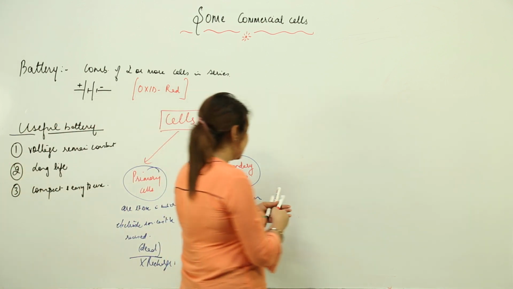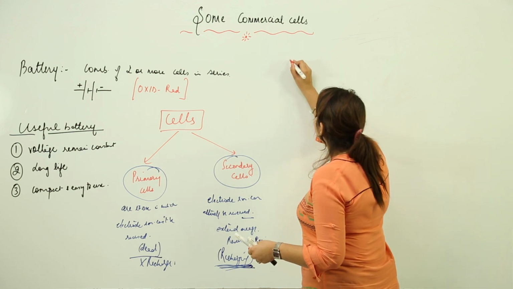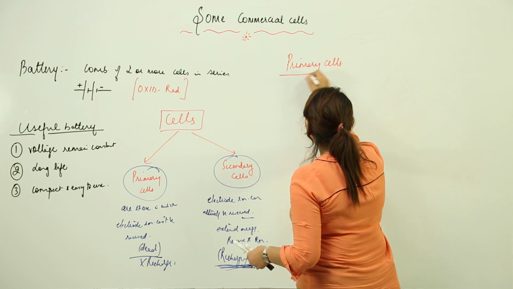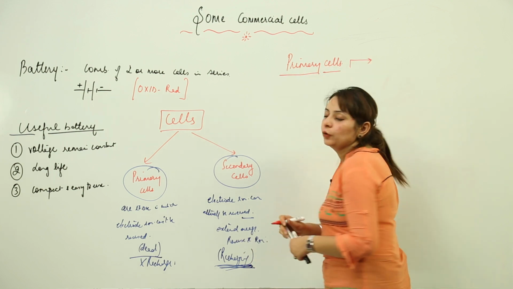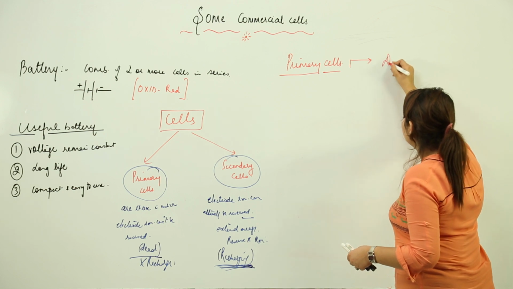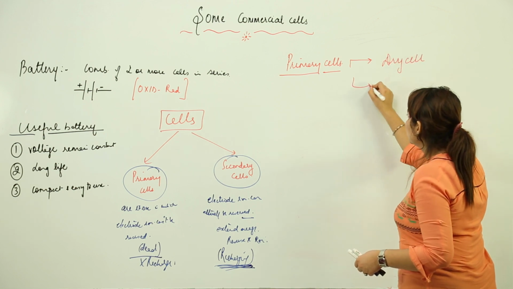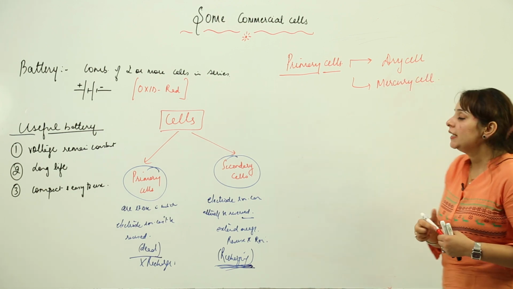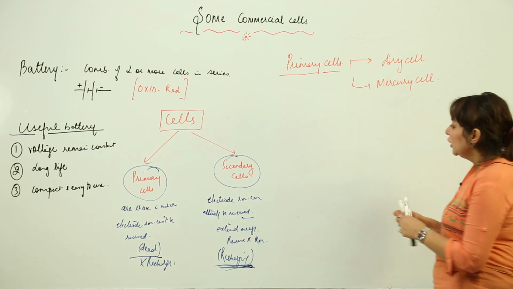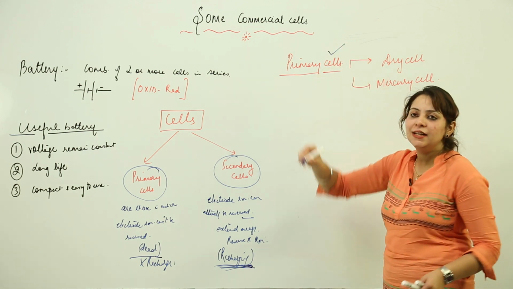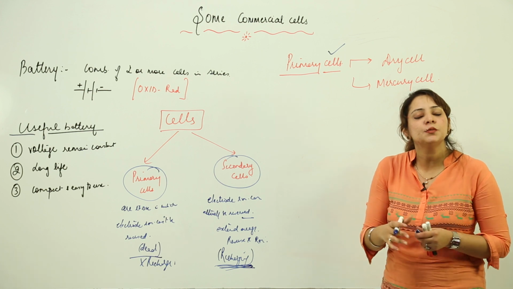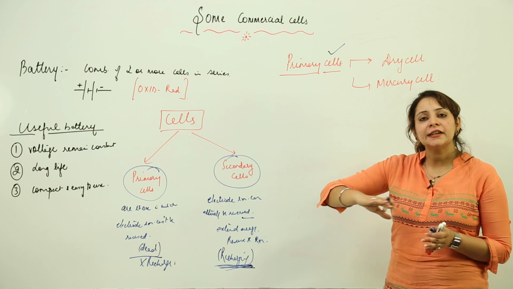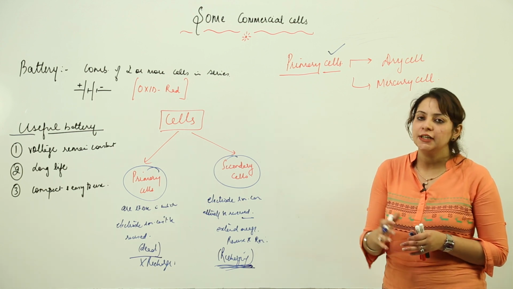Now let us discuss the common primary cells which are used. Out of them, the first cell we are going to discuss is the dry cell, and the second cell, which is included in your syllabus, is the Mercury cell. So let us first start with the dry cell. As I told you, it is a primary cell, so there are spontaneous reactions occurring in it, but once the reaction gets exhausted and the reactants get converted into products, you cannot reverse the direction.